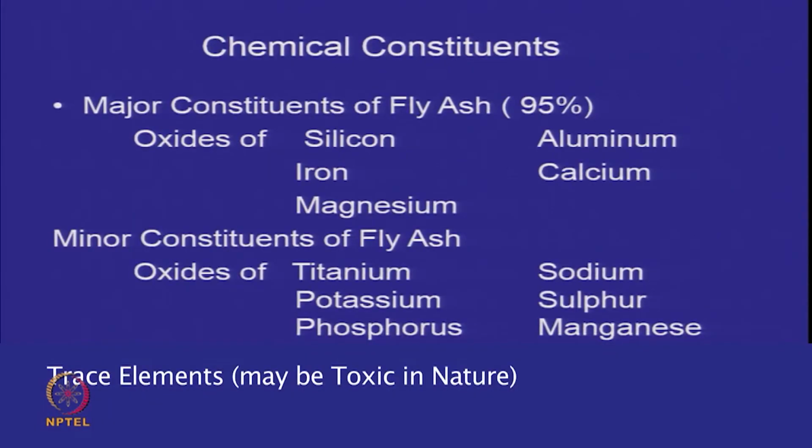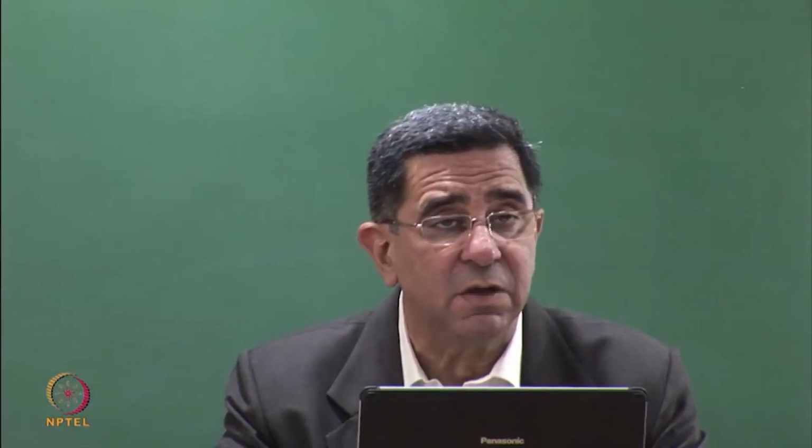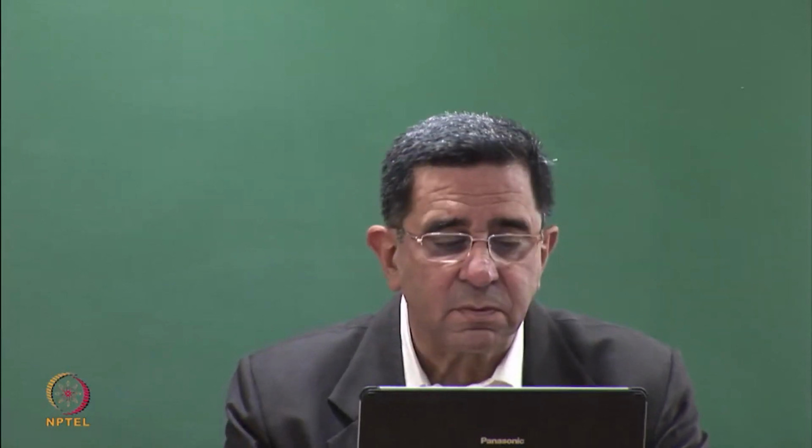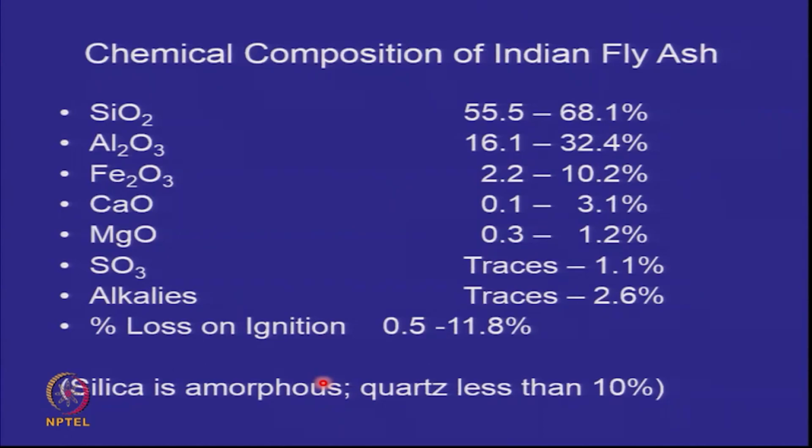And now let's look at the chemical constituents of this ash. I told you last time that it basically comprises oxides of silicon, aluminum and iron. There are other minor constituents of fly ash, which are oxides of titanium, potassium, phosphorus, sodium, sulfur, and manganese. But you will also see some trace elements. But remember, the bulk of the ash corresponds to the major oxides. These trace elements, like heavy metals, may be toxic in nature, but their concentrations may or may not be above the minimum acceptable limits. So how much of the ash is made up of silica?